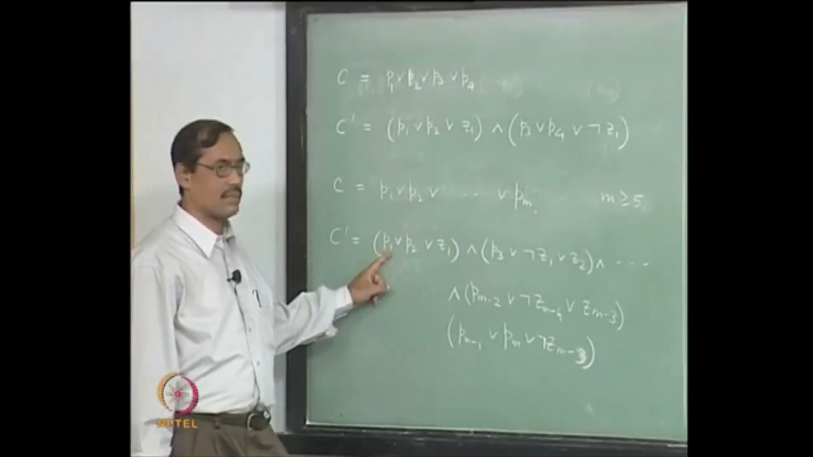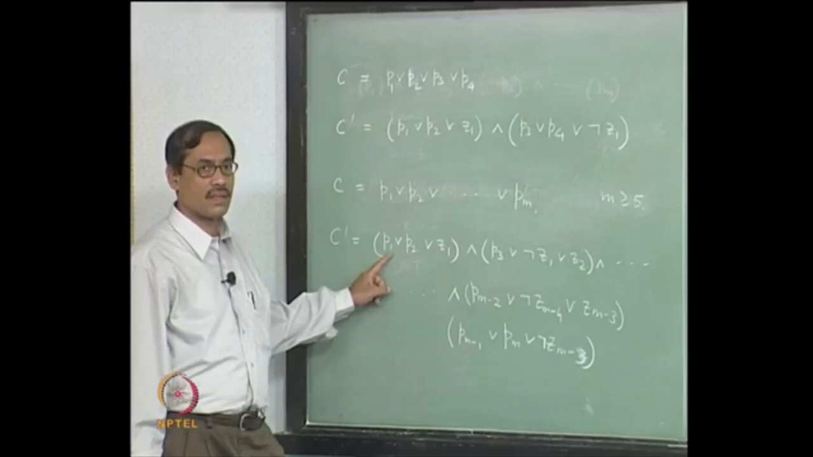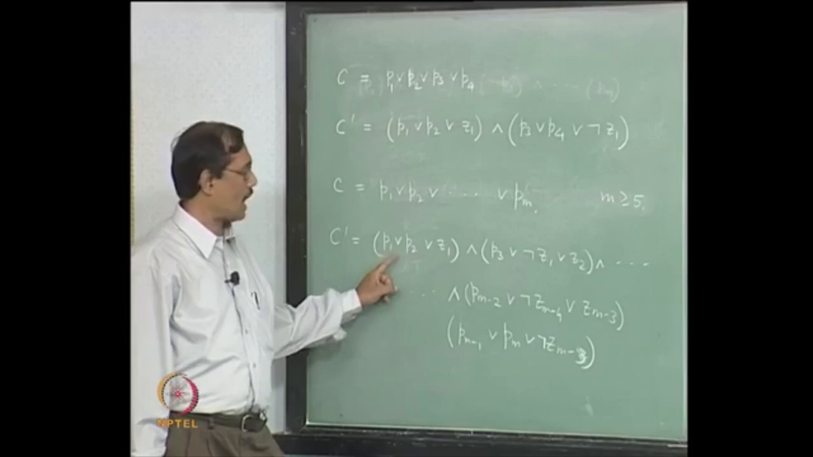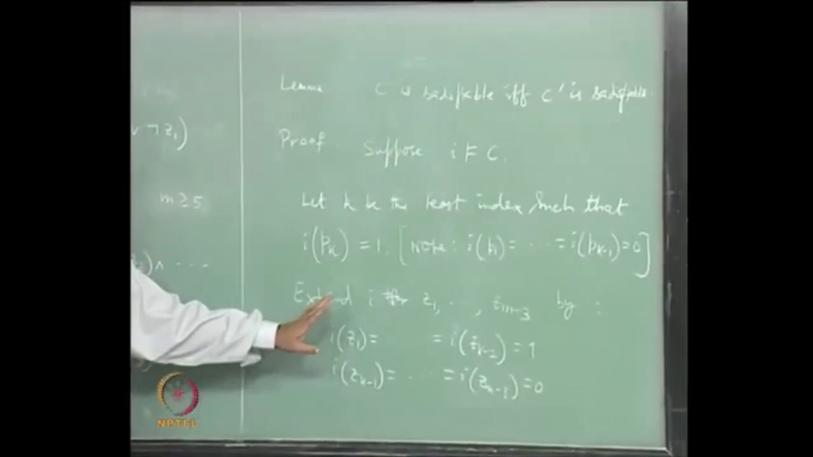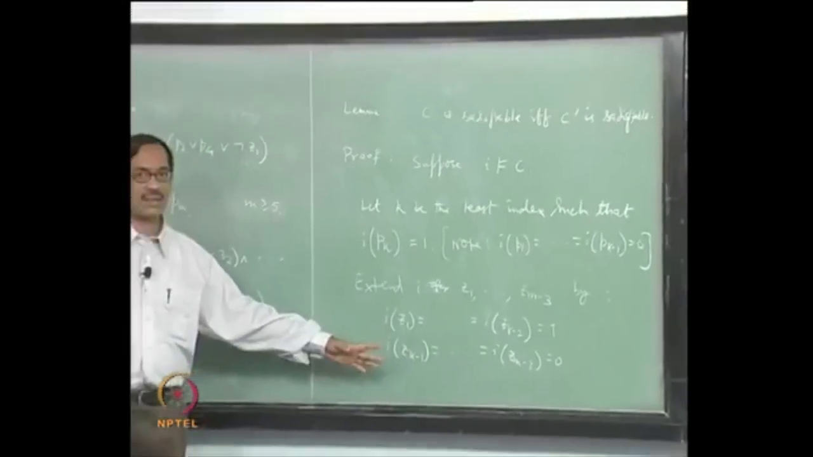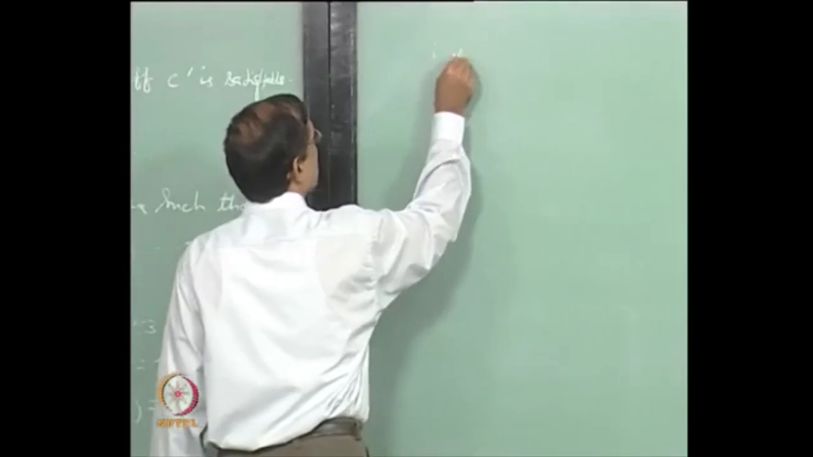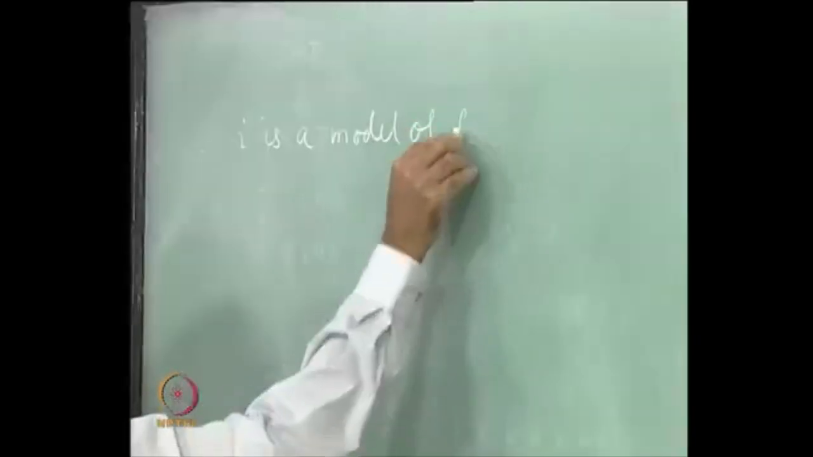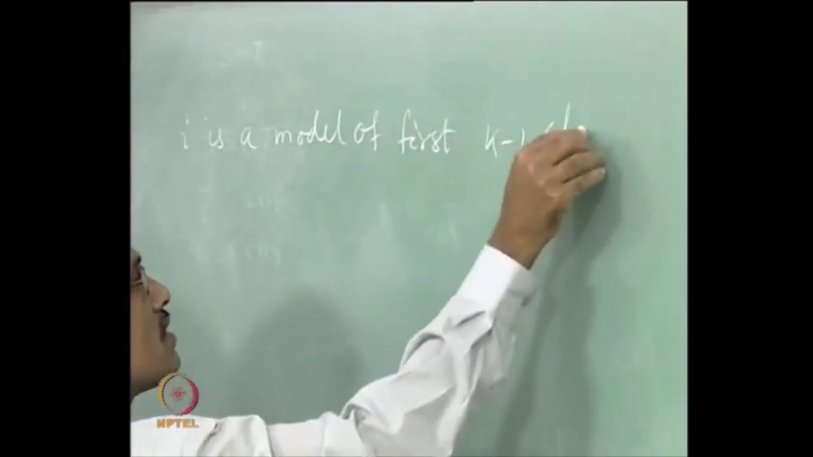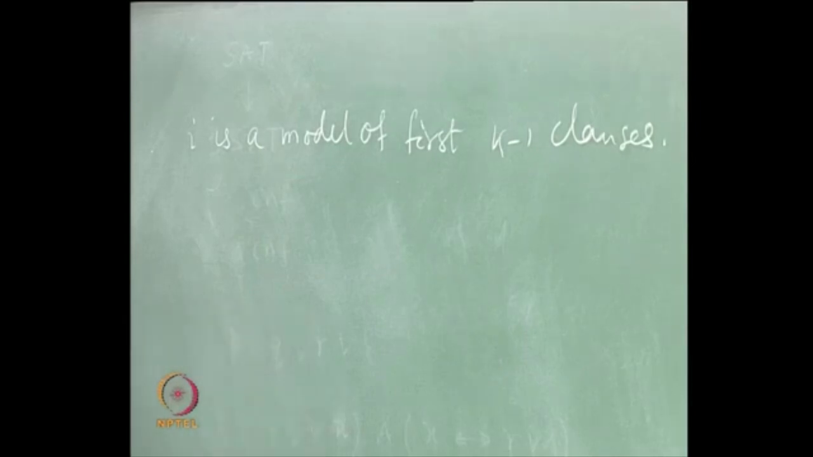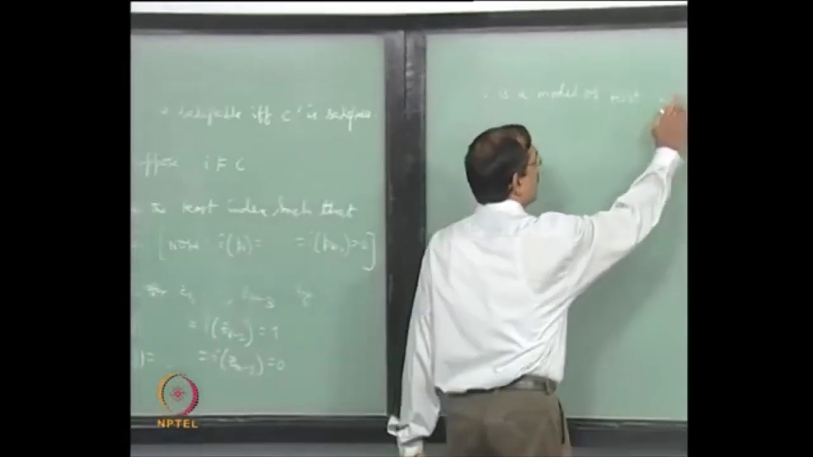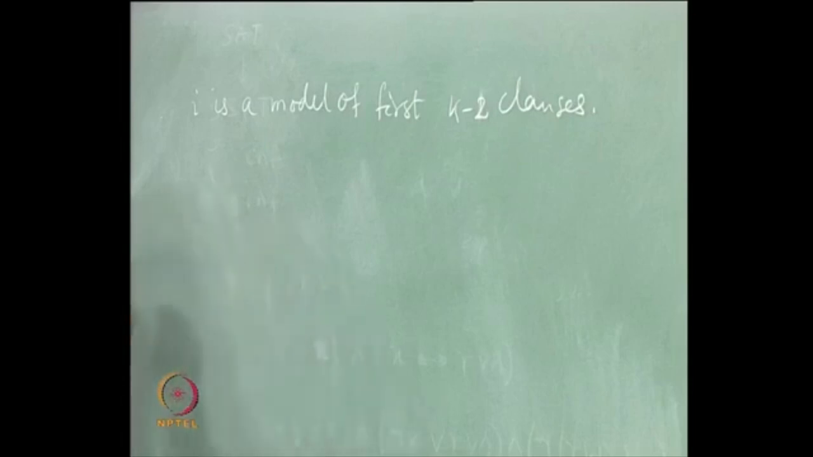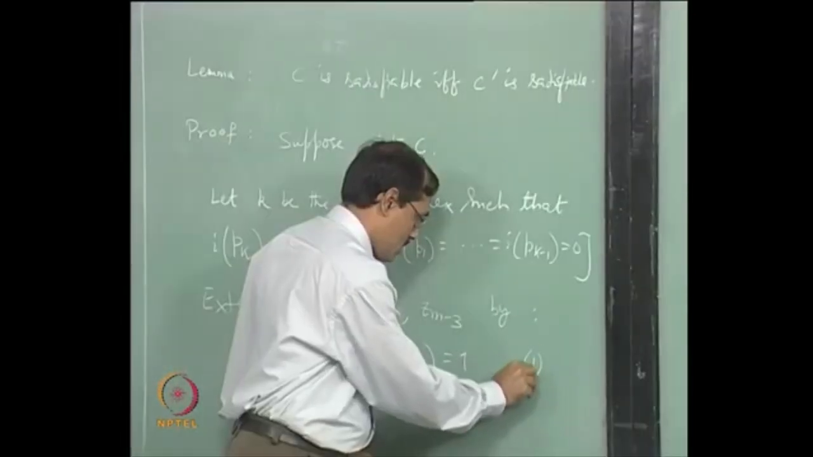Now, for the first class, what happens? I of this up to zk minus 2, k minus 2. So, first k minus 2 clauses are evaluated to 1, right. So, now I is a model of first k minus 1 clauses. So, when we wrote C prime that way, we are not going to rewrite it, we have to write it that way only. So, that first, second they are meaningful. Okay. How many are there? You are giving 1 as k minus 2. So, you have to say k minus 2 clauses due to first condition. Let us say the first condition as 1, second condition as 2.